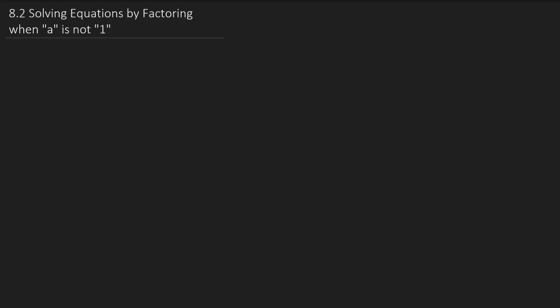In 8.2, we're going to be solving equations by factoring when a is not 1. So essentially, it was the same concept as 8.1, but now a is any value besides 1. So if we have an equation in standard form, which is ax squared plus bx plus c, we're going to take a look at how we can factor when a is a number besides 1.